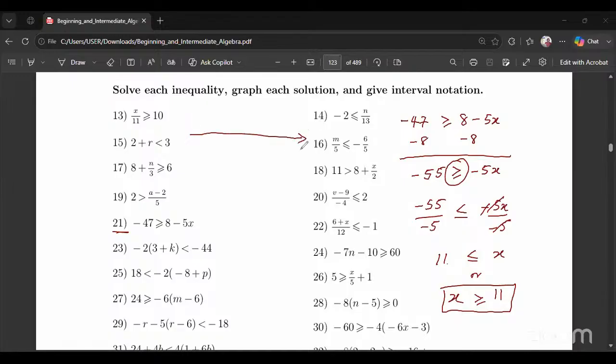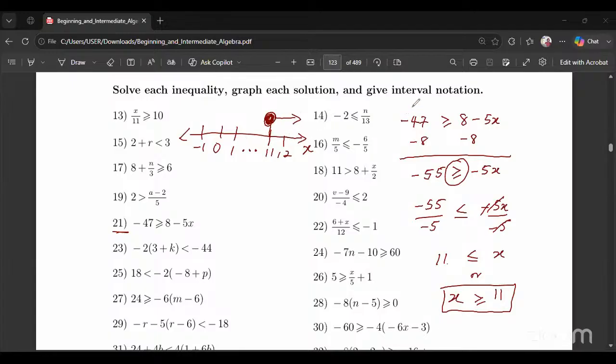This inequality depends on x. So we have 0, minus 1, 1, and let me continue and put 11 right here and 12 like that. At 11, we come to that point where we are greater than or equal to, so we want to shade. Greater than goes in this direction. So this is the graph of that solution.